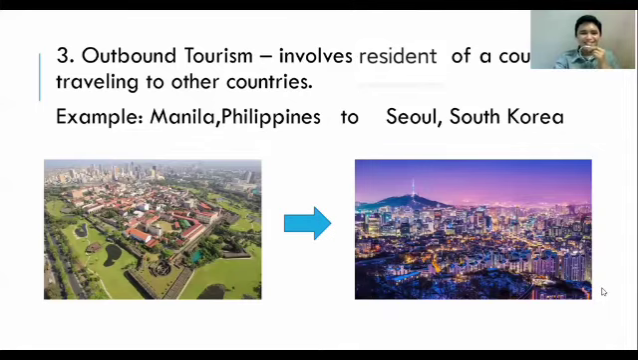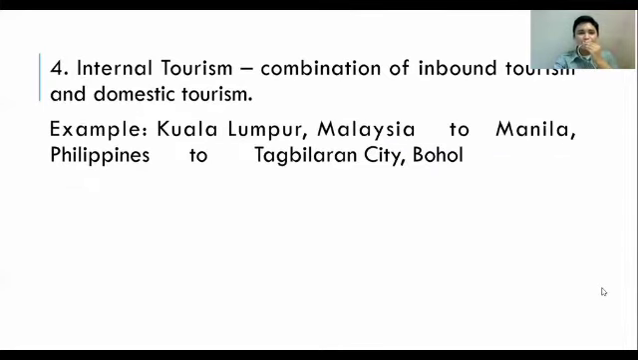So, internal tourism. The other three, the internal, national, and international, these are all about combining forms of the first three forms. So, international tourism, a combination of inbound tourism and domestic tourism, meaning you're going to combine the two basic forms, yung inbound and domestic.